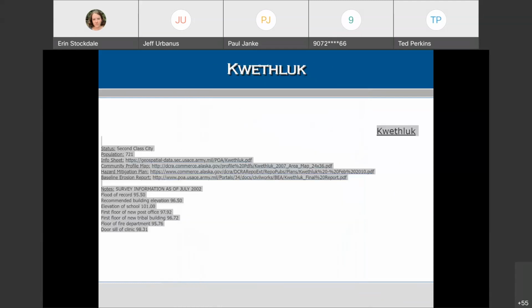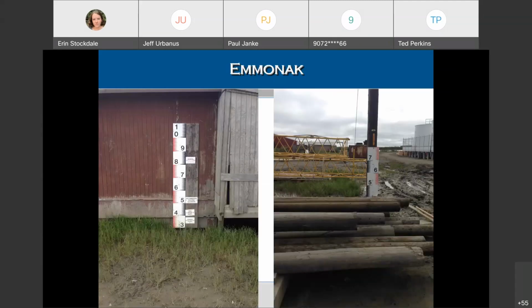Kwethluk is another example. Again, flood of record 95.5, so the recommended building elevation is 96.5. They decided, well, okay, the flood of record is 95.5, but that's probably not quite the 100-year, so let's put another foot for safety. And then the elevation of the school, they decided to put, again, about 5 feet higher. And then it gives some other key areas that they want to track the flood elevation for, that have been surveyed. Emmonak is similar.